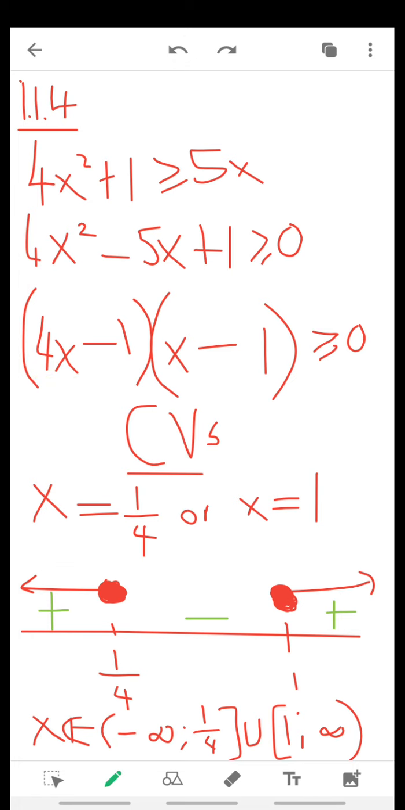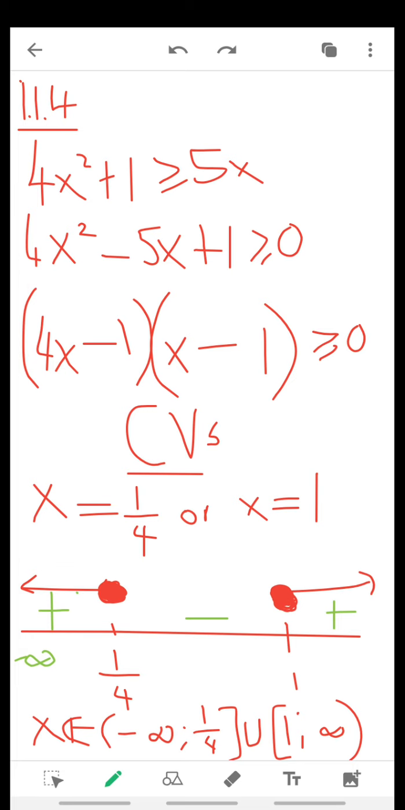Alright, now I go back. I said I'm looking for where I get a positive. That's why my arrows are moving to the direction where I'm getting a positive. Now let's write our answers. Where is this solution from? This solution is from negative infinity, a smaller negative value, up to 1 over 4, where 1 over 4 is included.